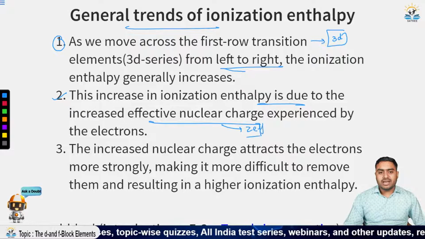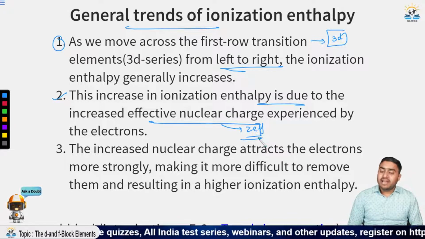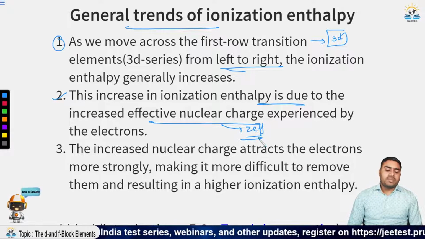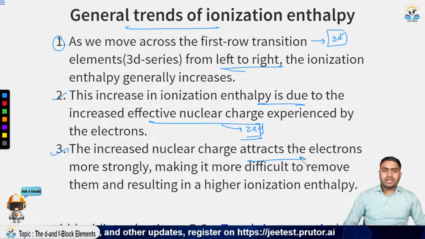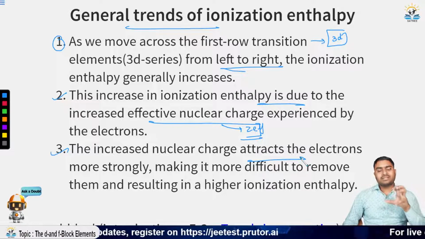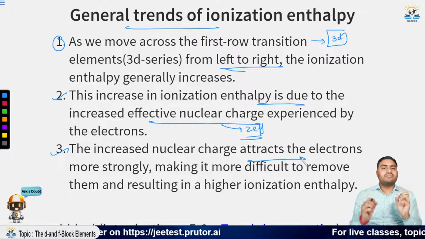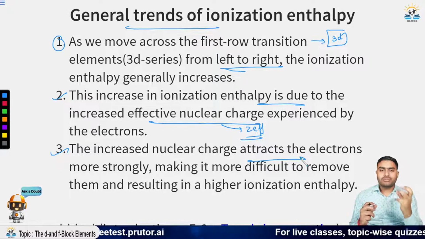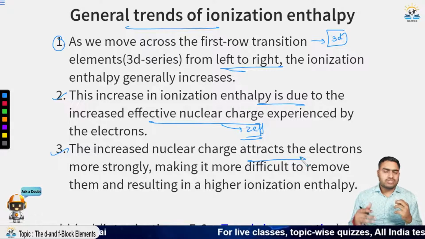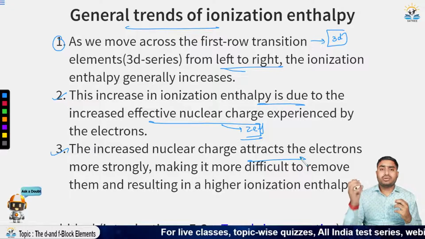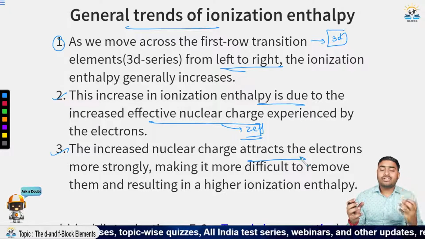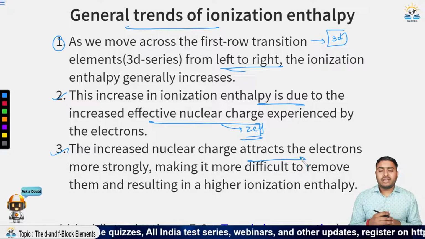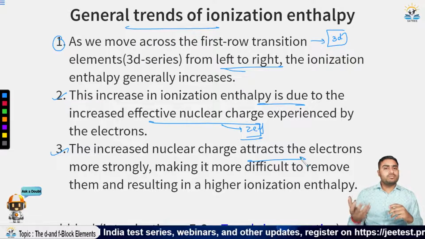As I told you already, Z effective is experienced by the electrons, right? This increased nuclear charge attracts the electrons more strongly. If Z effective is more, there is more attraction. If I am talking about the last shell electrons, they are held more strongly if Z effective is more, right?